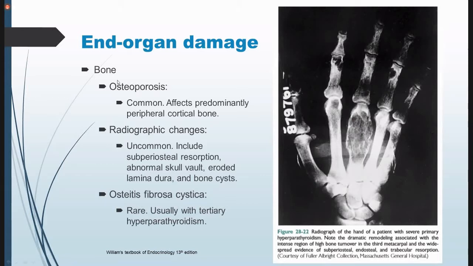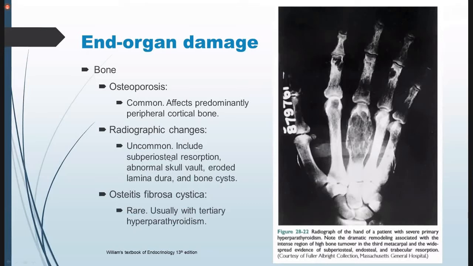So the important radiological finding which we get in hyperparathyroidism is osteoporosis. This is the most common. It affects predominantly peripheral cortical bones, like the hands, the lower limbs, the feet. Otherwise, in postmenopausal osteoporosis, we get axial or central bone involved, that is the spine, the vertebral column, the hip bone, the femurs, the necks of the femurs, and so on. But in hyperparathyroidism, the osteoporosis is mostly peripheral.